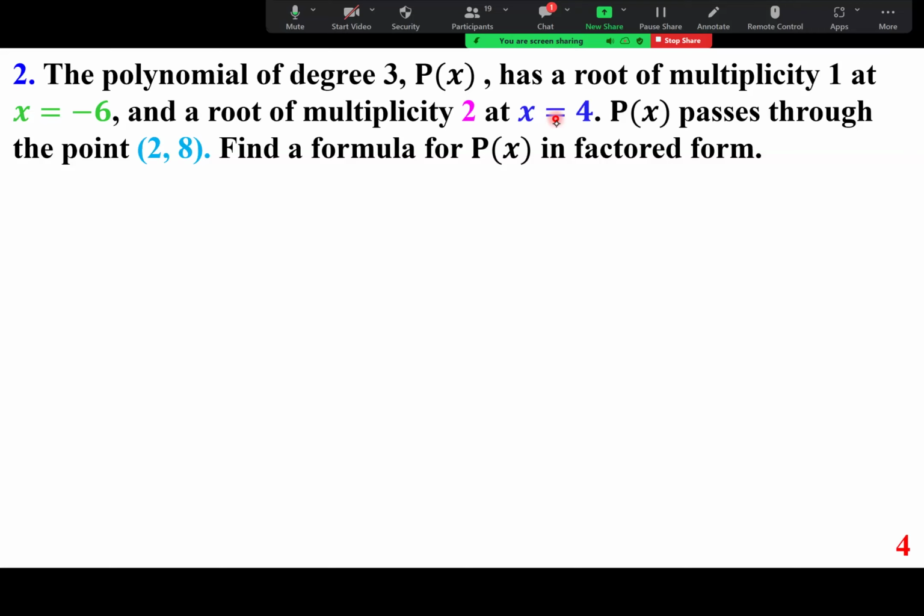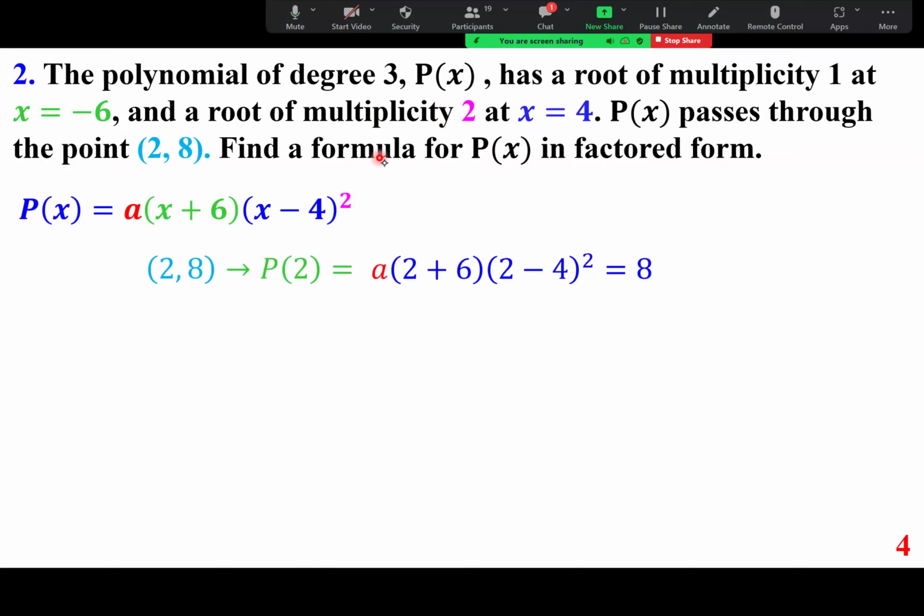What is the leading coefficient? We don't know. We call it a. So a times x plus 6 times x minus 4 multiplicity 2. You use this pair, replace the x with 2, the y or p of x with 8. So if you plug in 2, you get a times 2 plus 6, 2 minus 4 squared. So this is 8. Negative 2 squared. 8 cancels out the 8. This is positive 4. 4a is 1, a is 1/4.